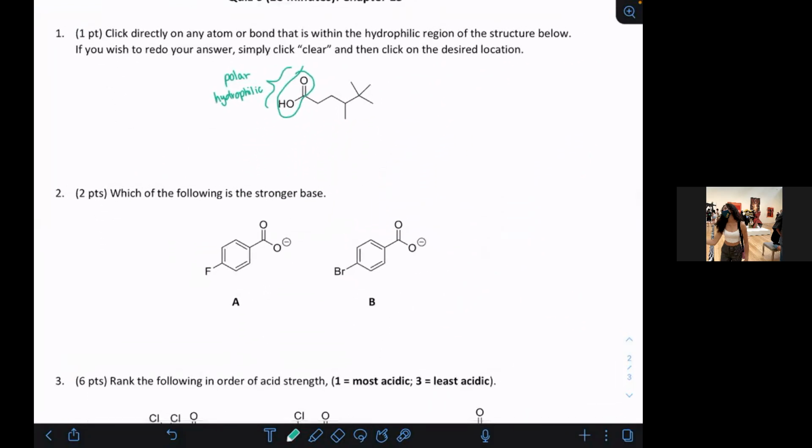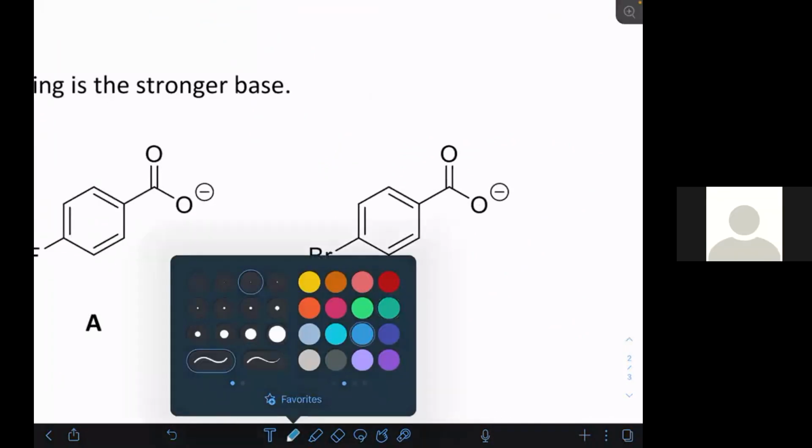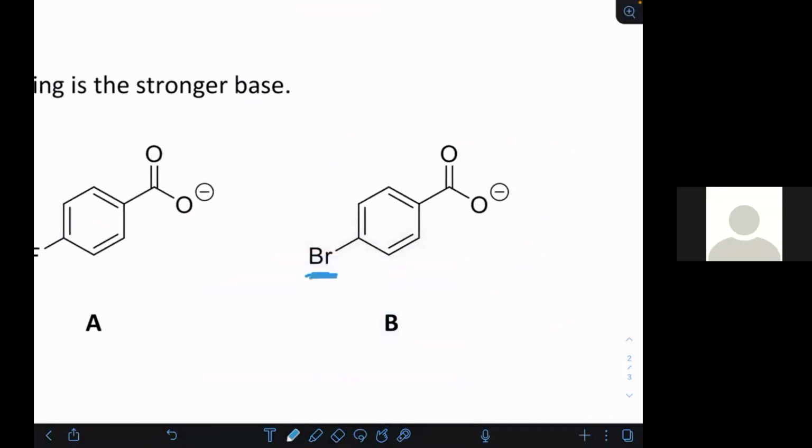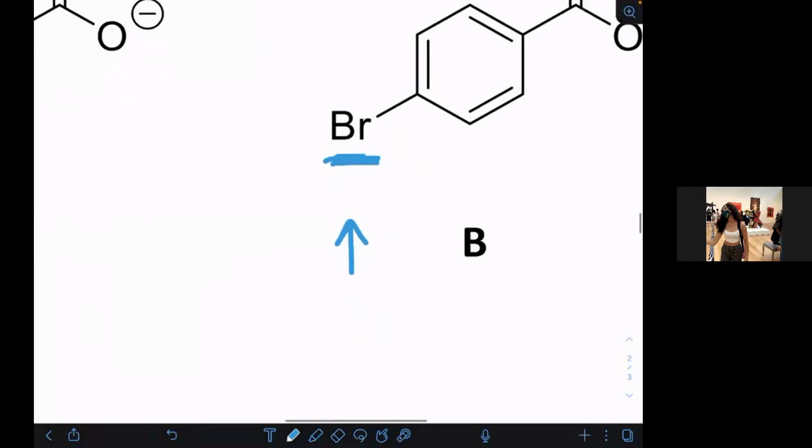For number two, which is the stronger base, I'm pretty sure this one is going off of ARIO, right? That kind of stuff. That's what I used. I don't know if it's right. Yeah, so Br is larger, right? And then fluorine also.